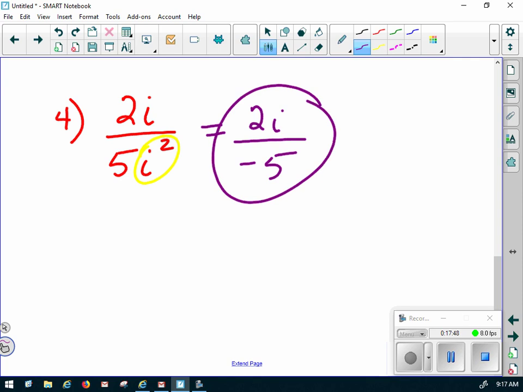I don't have an i in the bottom. Don't make it harder than it is. If you had multiplied top and bottom by i squared, you'd have gotten the same answer. You'd have just had a bunch of simplifying to do.